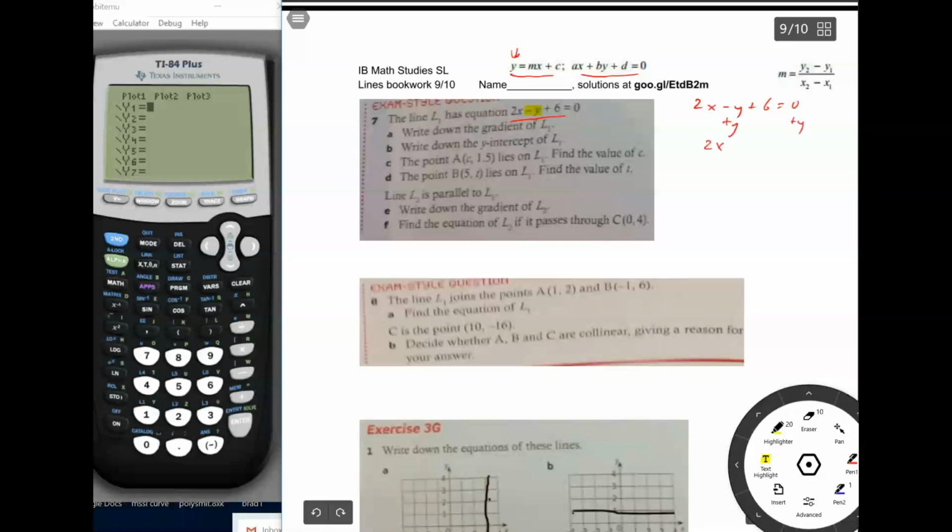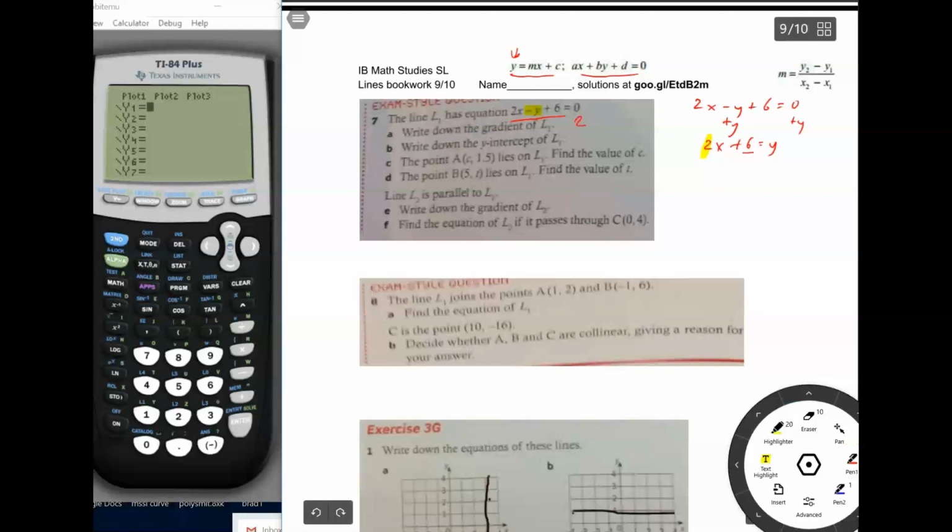So now I have 2x, and the minus y and the plus y cancel each other out. So I have 2x plus 6 equals y. And now I suddenly have it in gradient intercept form because y is all by itself on one side of the equation. Now I can figure out the gradient, because since it is in gradient intercept form, I know that the gradient is the number that's multiplied times the x, right? So that means that the gradient is 2.